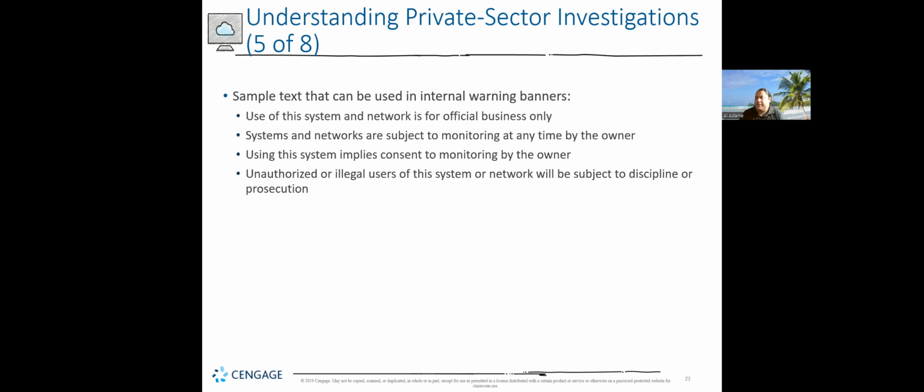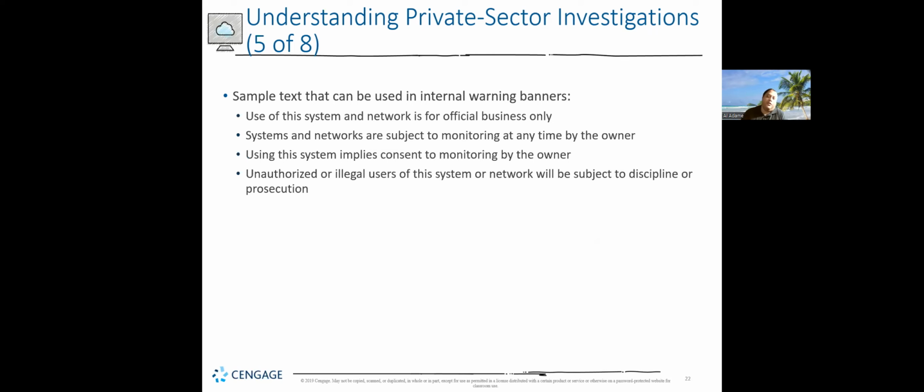So here's what banners could say. We just talked about it. Use of the system or network is for official business only. Systems and networks are subject to monitoring at any time by the owner. Like I said, you click OK, you're agreeing. Unauthorized or illegal use of this system or network will be subject to discipline or prosecution. There are legal ramifications if you don't stick within the guidelines, is what they're saying.